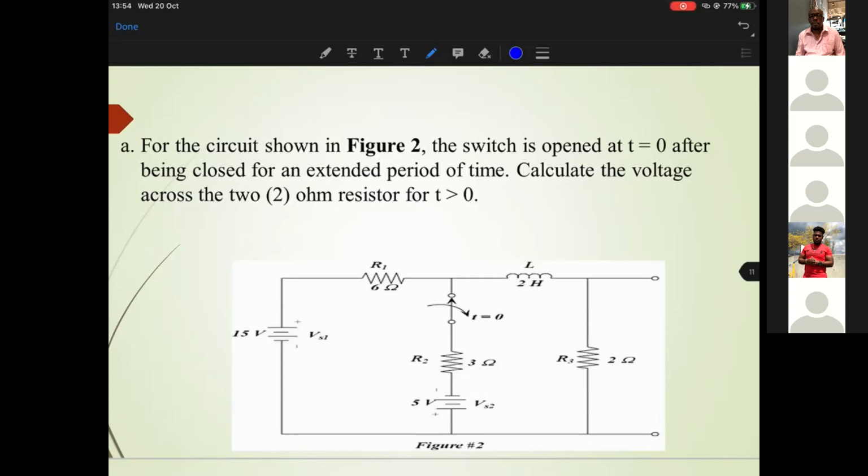All right, so let's talk briefly about question number 3. I have a circuit in figure 2, switch is opened at t equals 0 after being closed for an extended period of time. Calculate the voltage across the 2 ohm resistor for t greater than 0. All right. Rather interesting question.